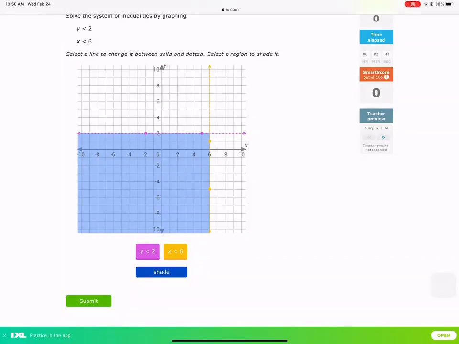The cool thing about IXL, this makes it super easy to shade. The problem is, if you're not careful, you might shade the wrong corner and get this wrong, which is a big deal for us.